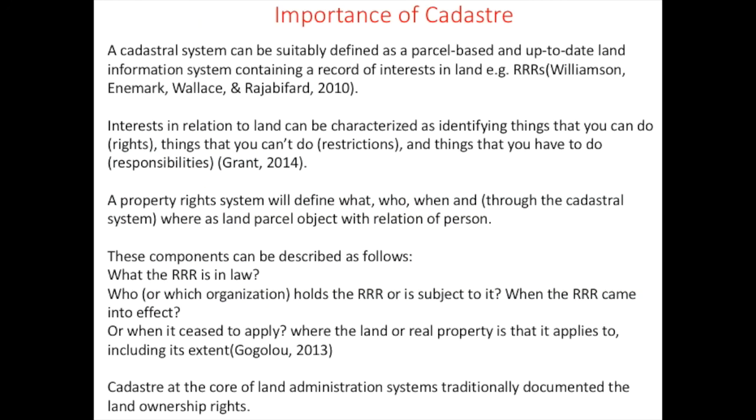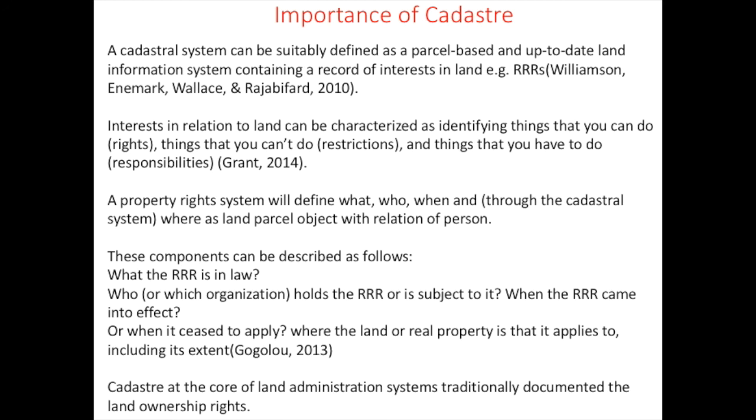The importance of cadastre can be described as follows: a cadastre system can be suitably defined as parcel based and up to date information which provides security, legal status, rights, responsibilities and restrictions. Interest in land can be characterized as identifying things you can do, which are the rights, things you cannot do, which are restrictions, and things you have to do, which are responsibilities. This will also define what, whom, and when through the cadastral system, where the land parcel with a cadastral system is the core of a land administration system traditionally documented. It provides an opportunity to lease or mortgage your land to other third parties or other people. You can buy or sell also.